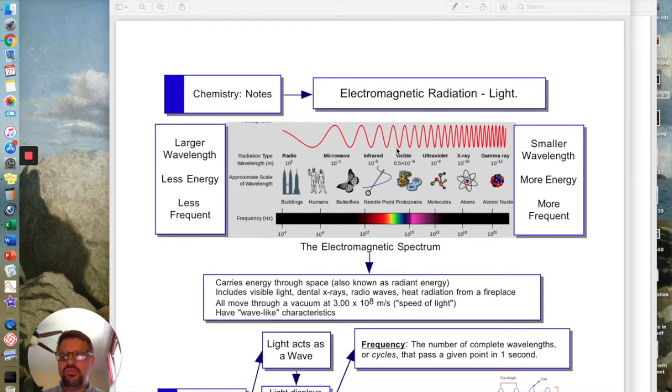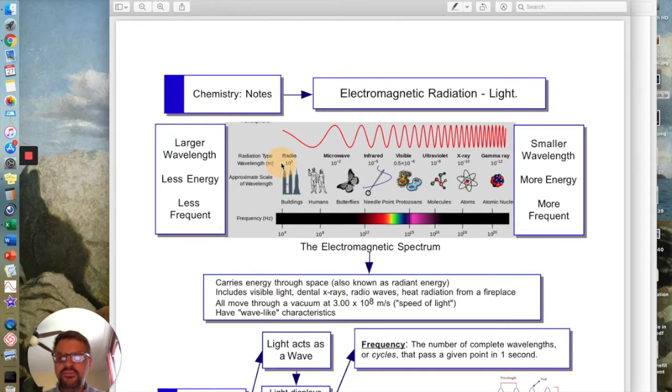Now, some relationships you should understand. Larger wavelengths have less energy and are less frequent. Smaller wavelengths have more energy and are more frequent. Frequency is how many waves you get in 1 second. And energy is just how much energy the light carries. So these larger wavelengths like radio and microwave don't carry as much energy, because they have longer wavelengths.